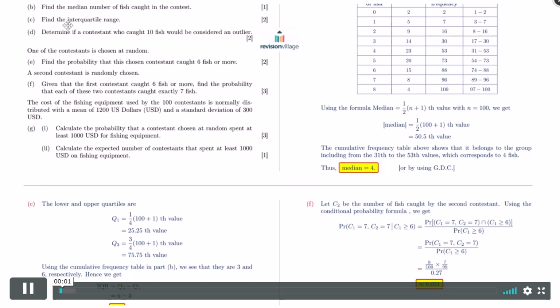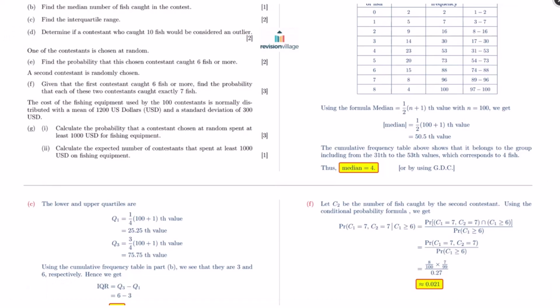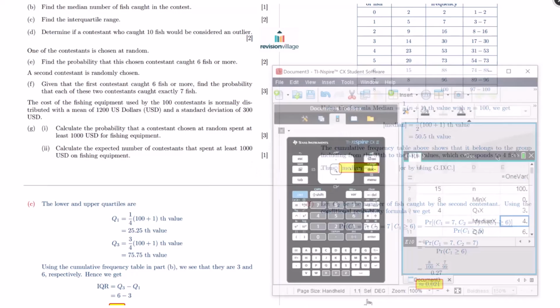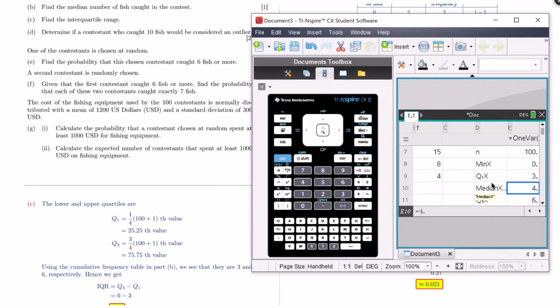Part C asks to find the interquartile range. Now, similar to Part B, we can actually find this pretty quickly and easily using the calculator stat calculation that we found in Part A. So if I bring the calculator screen up, in Part A, I found all this useful information here. So if you're not sure how I got the screen, I recommend going back and watching Part A.